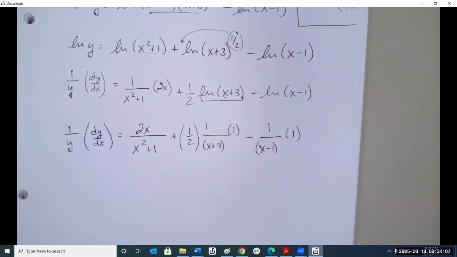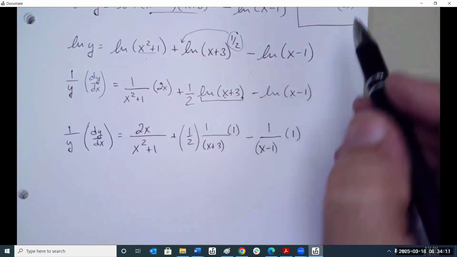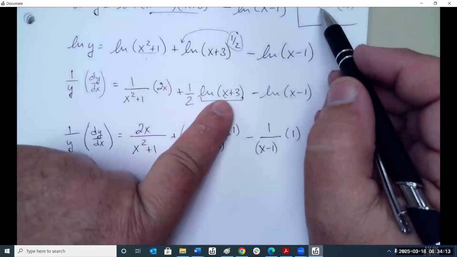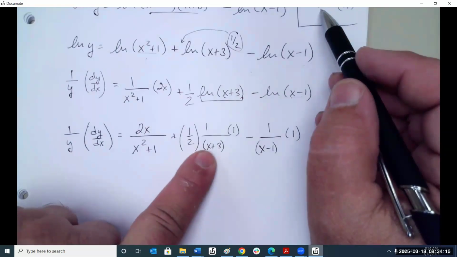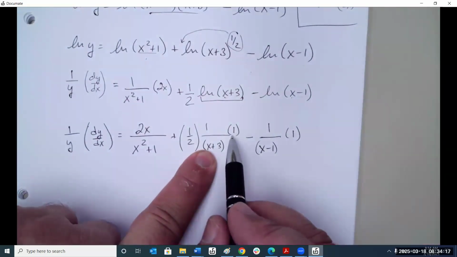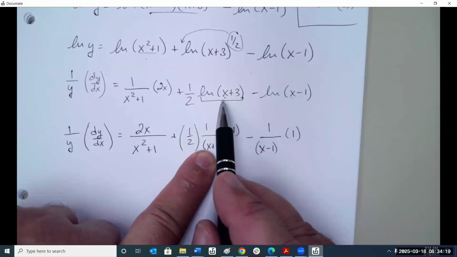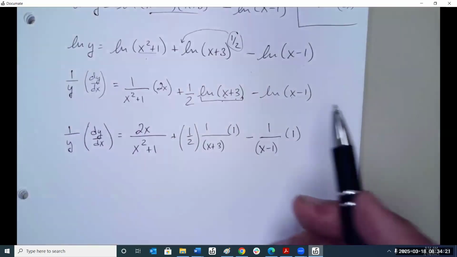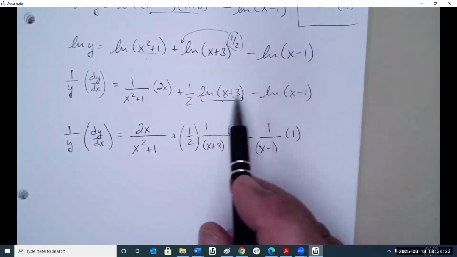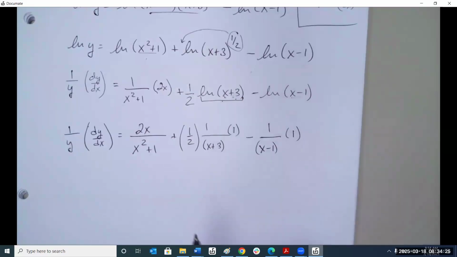See some blank stares. Whatever's inside the ln part, that goes on the bottom. And then on top goes the derivative of it. So the derivative of x plus 3 is simply 1, because 3 is a constant, it disappears. Derivative of x is 1.